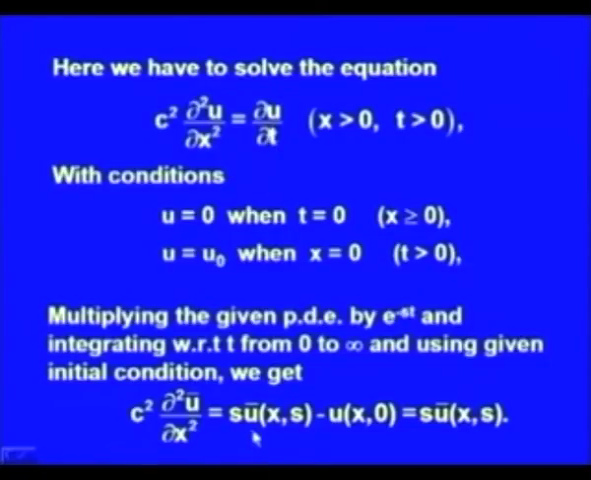So, that is s u bar(x,s), t is replaced by s because we are integrating with respect to t, and then minus u(x,0). This follows from the Laplace transform for derivatives which we have done earlier. So, s u bar(x,s) minus u(x,0), and u(x,0) is given to be 0, since at t equal to 0, u is 0. So, the right hand side becomes s u bar(x,s).